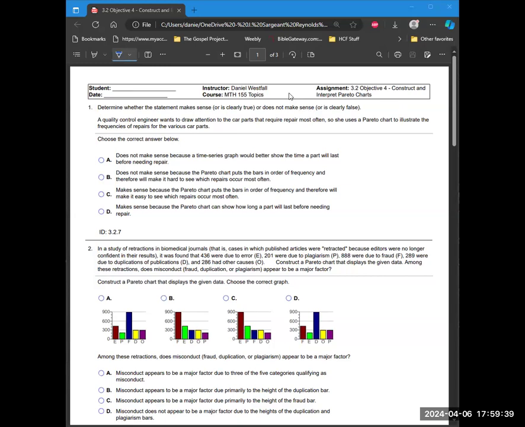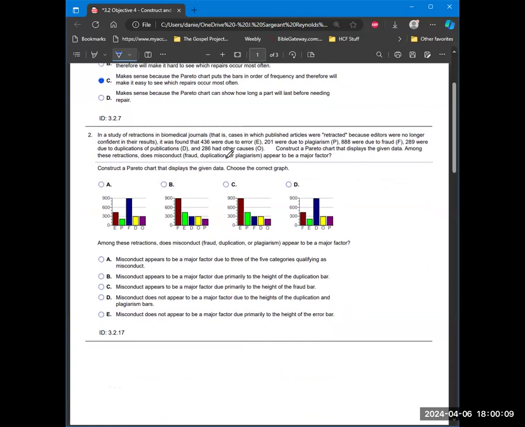A quality control engineer wants to draw attention to the car parts that require repair most often. So she uses a Pareto chart to illustrate the frequencies of repairs for the various car parts. Yeah, that would make sense, because the Pareto chart puts the bars in order of frequency and therefore will make it easy to see which repairs occur most often.